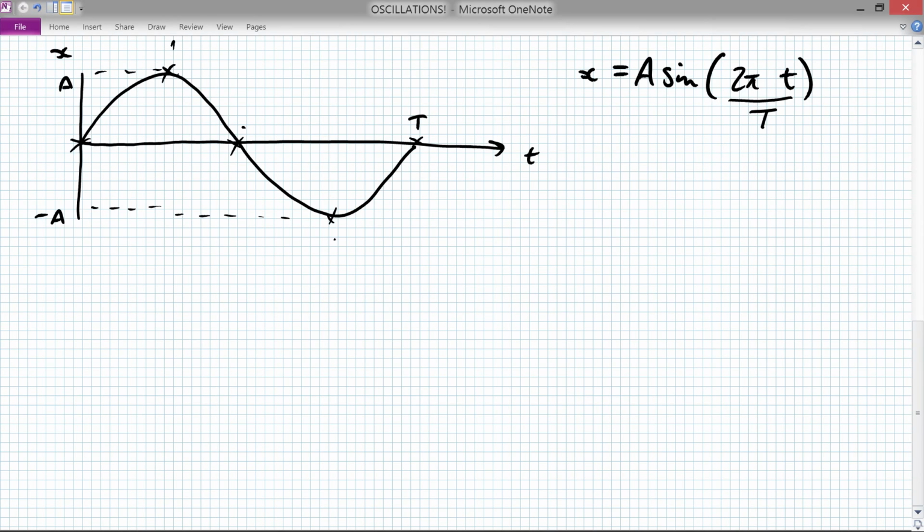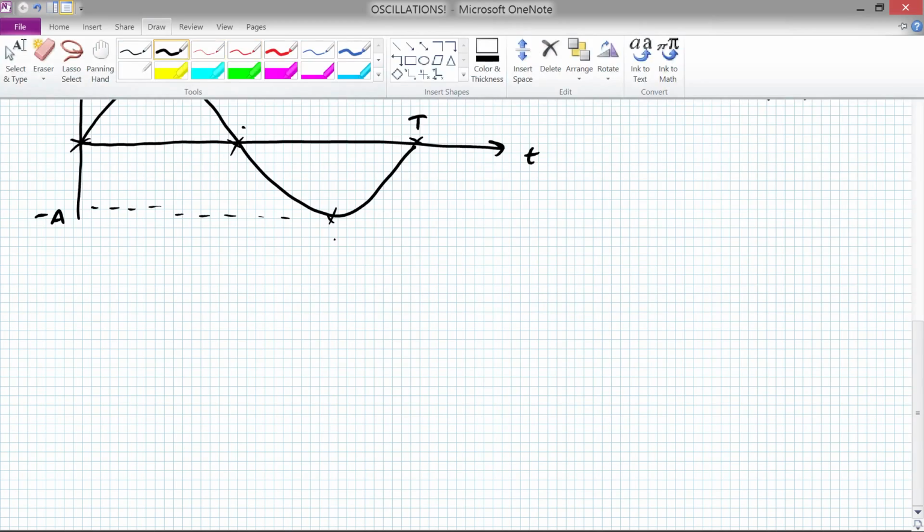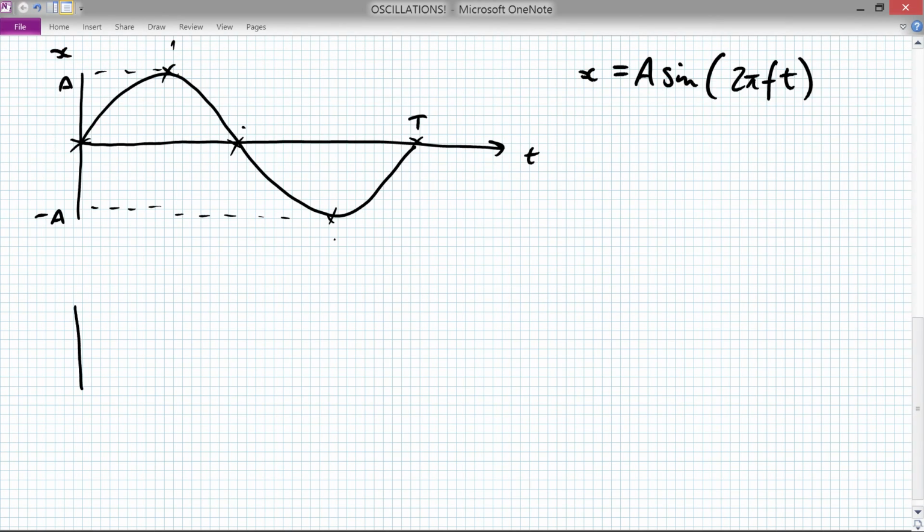But all I'm going to do is, I don't like this. A neater way of writing this is by saying that 1 over time period is equal to frequency. So I'm going to get rid of that, and I'm going to write it that way instead. It's a bit more convenient mathematically. Okay, so this is my basic function. And now what I want to do is look at what happens when we look at velocity and when we look at acceleration.